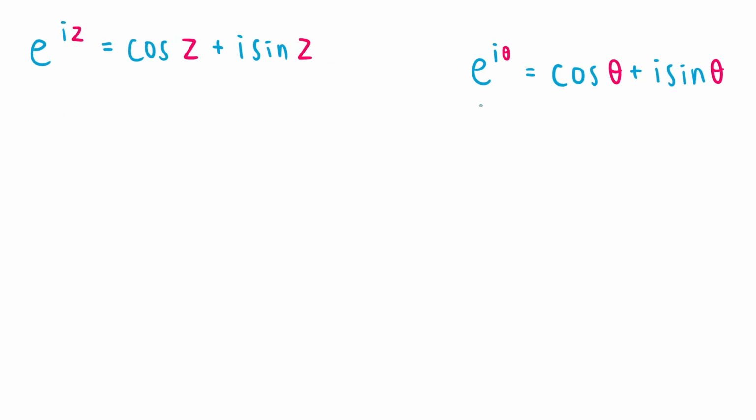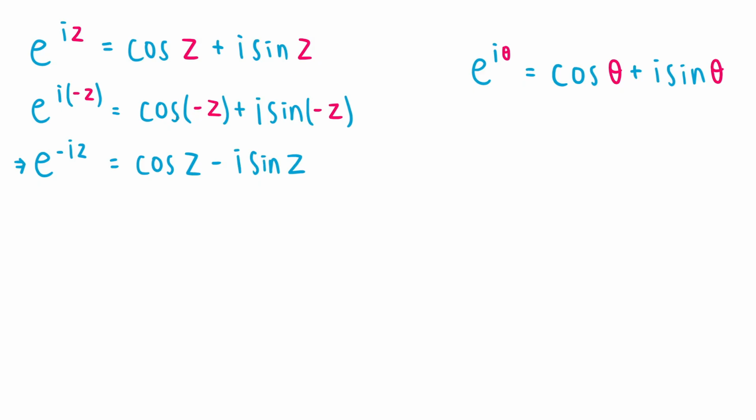Recall that Euler's formula is e to the i theta equals cosine of theta plus i sine of theta. If we substitute z for theta, we get e to the iz equals cosine of z plus i sine of z. If we substitute negative z for theta, we get e to the i times negative z equals cosine of negative z plus i sine of negative z. We can rewrite the left-hand side as e to the negative iz, and cosine of negative z equals cosine of z by the negative angle identity for cosine, and sine of negative z equals negative sine of z by the negative angle identity for sine. So e to the negative iz equals cosine of z minus i sine of z.